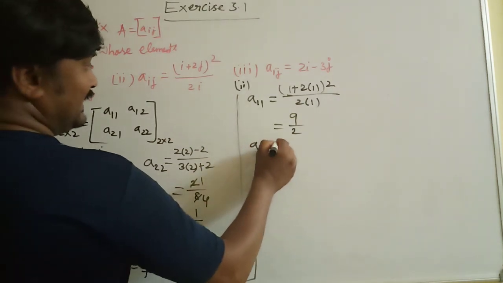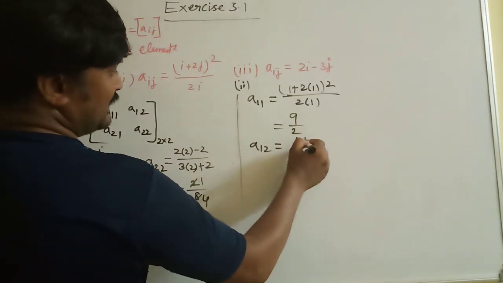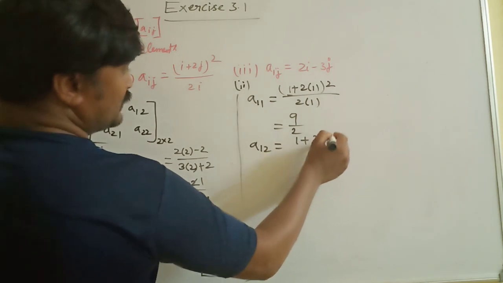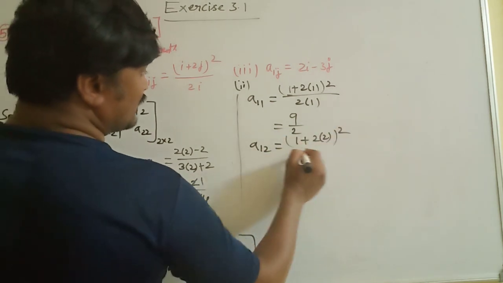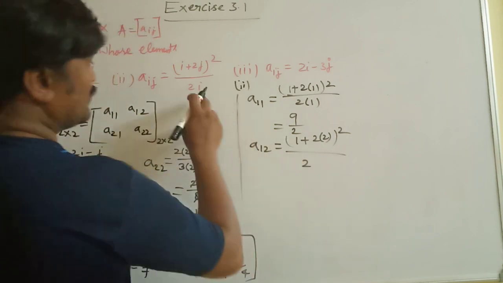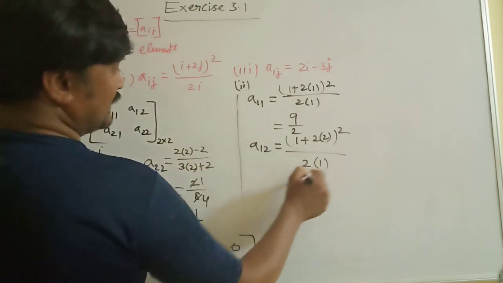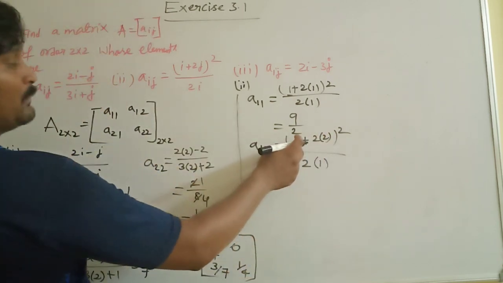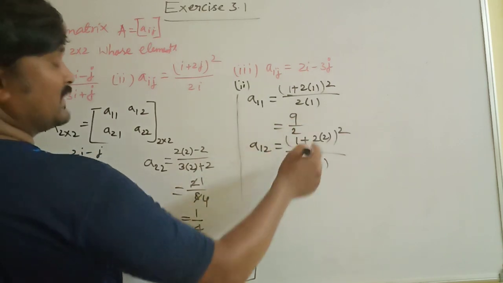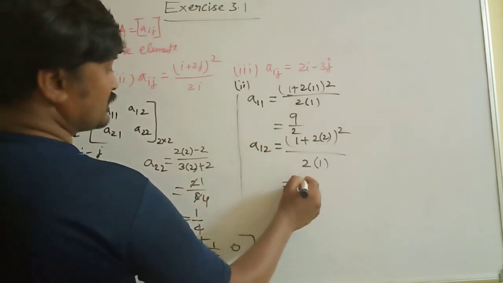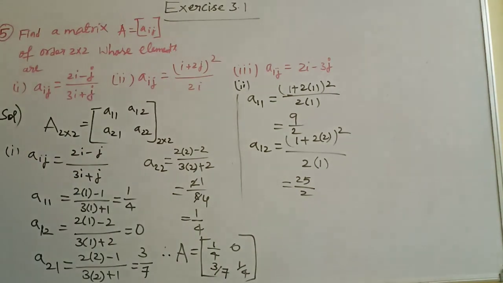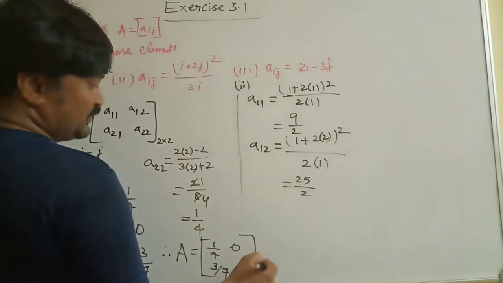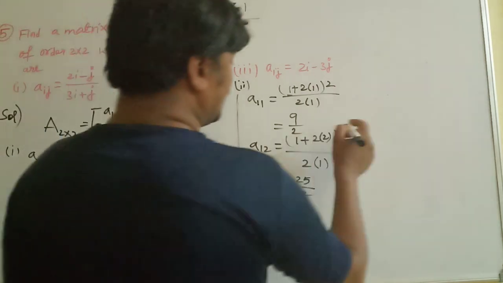Then the same method for a12: (1 plus 2 into 2) whole square upon 2 into i, and i is again 1. So 2 2s are 4, 4 plus 1 is 5, and 5 whole square is 25. So that is 25 upon 2. Now you have two elements, and let's move on to the third element.